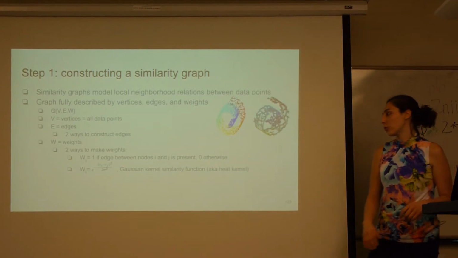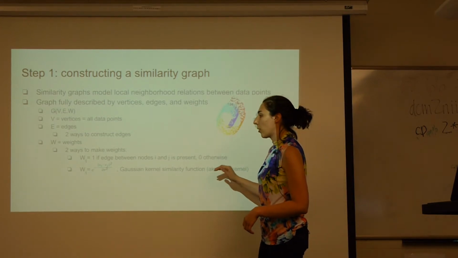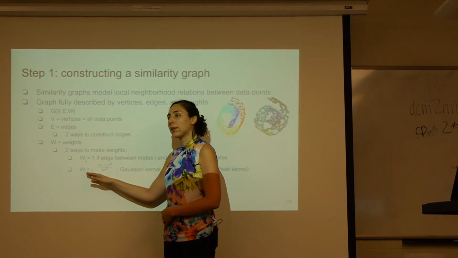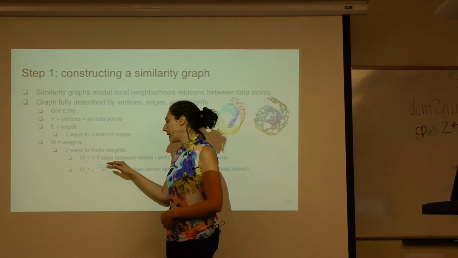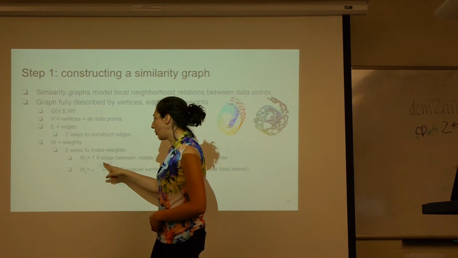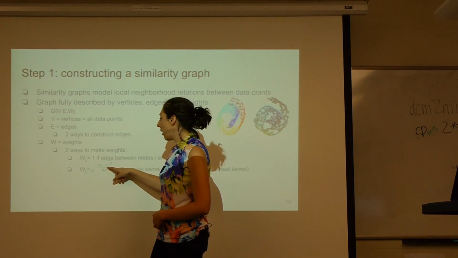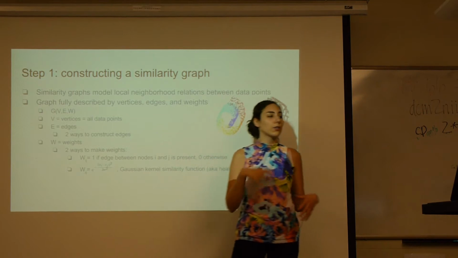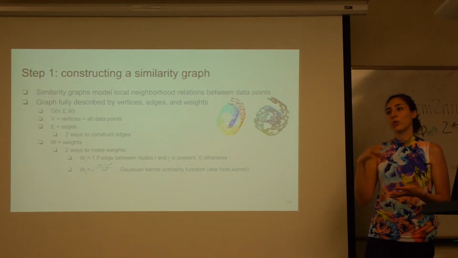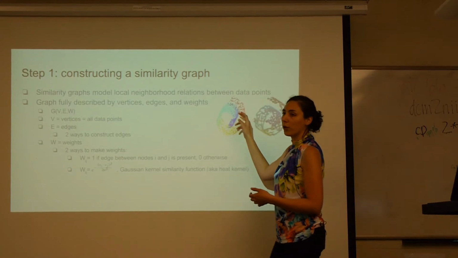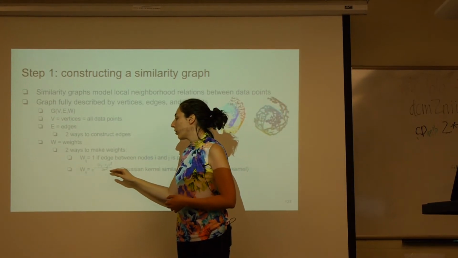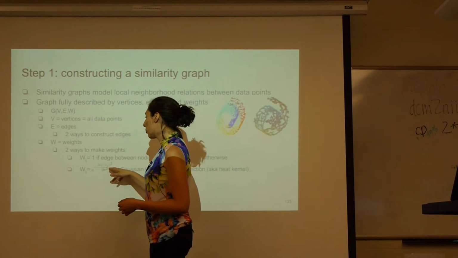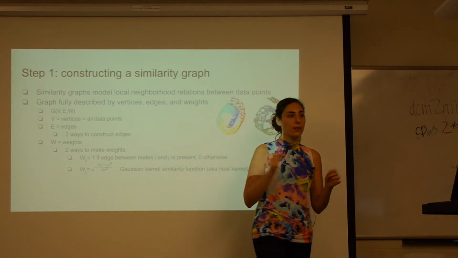But another way is to use a Gaussian kernel, where the weight depends on the similarity between the data points. So here we have the Euclidean distance between two data points, and it's e to this Euclidean distance divided by some kind of constant. So the Gaussian kernel is a smooth similarity measure between data points. So we assign a weight to an edge according to how similar the points that this edge connects are.